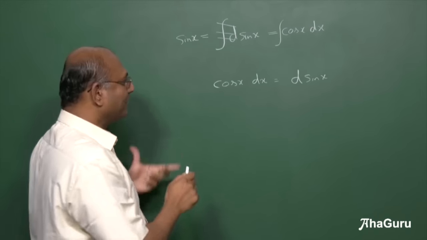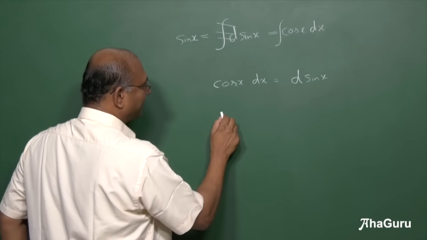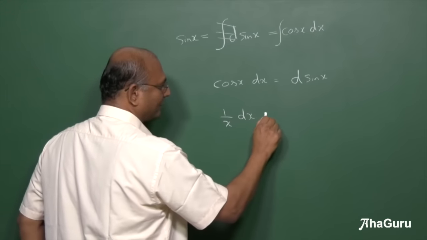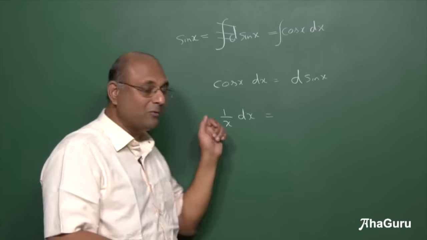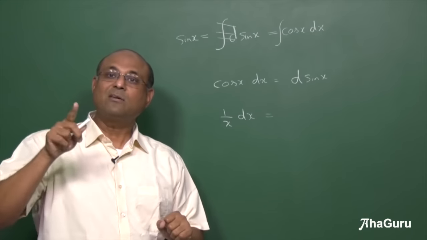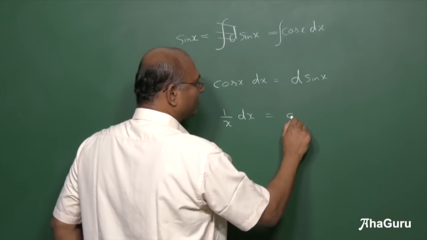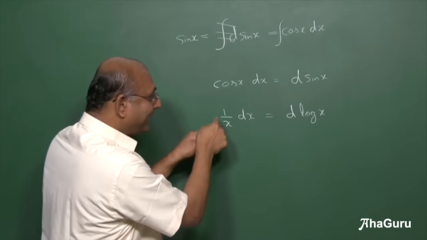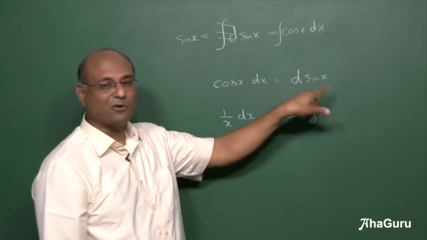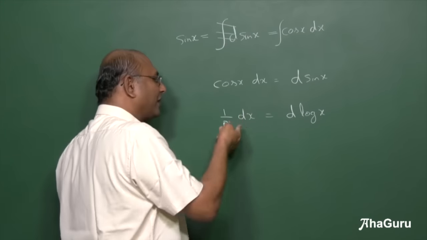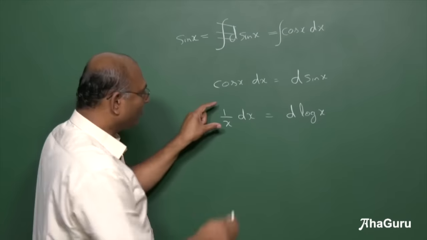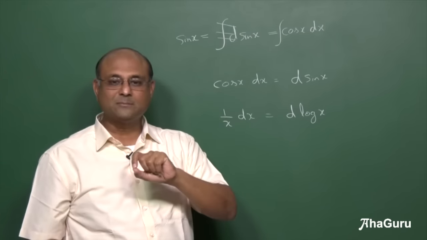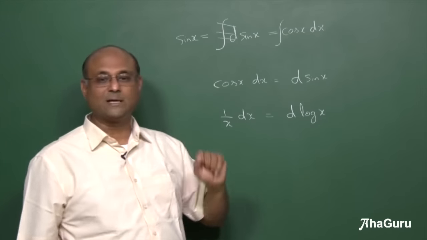Right? Let us think about another example. For example, if I have 1 by x dx, d of what will give me 1 by x? D of log x will give me 1 by x. So d of log x would have been 1 by x dx, because actually d by dx of log x is 1 by x. So d of log x is 1 by x into dx. So 1 by x dx, you can take the 1 by x and push it inside the d, it becomes log x. When it goes in, it becomes log x.